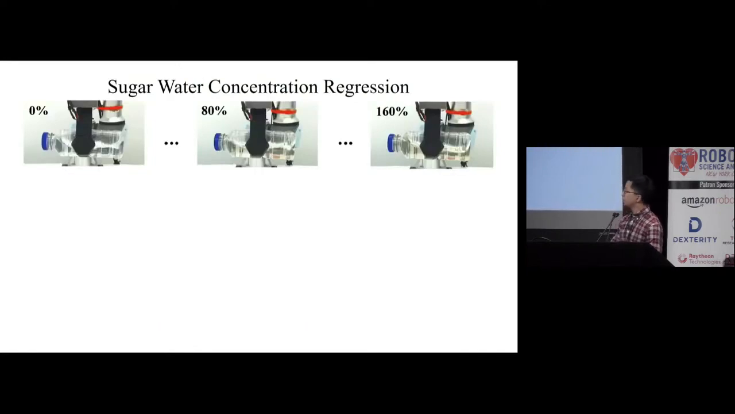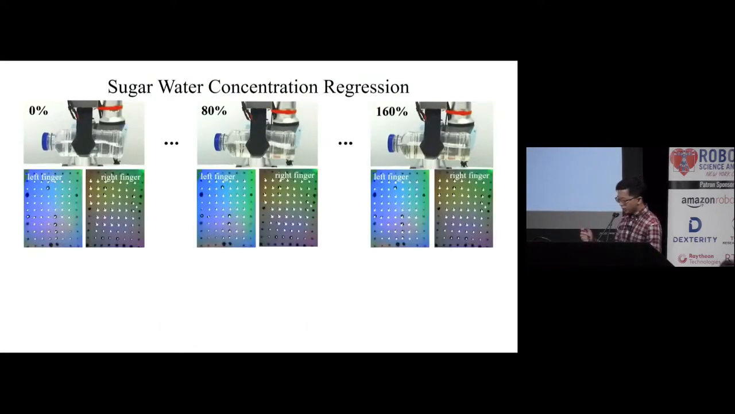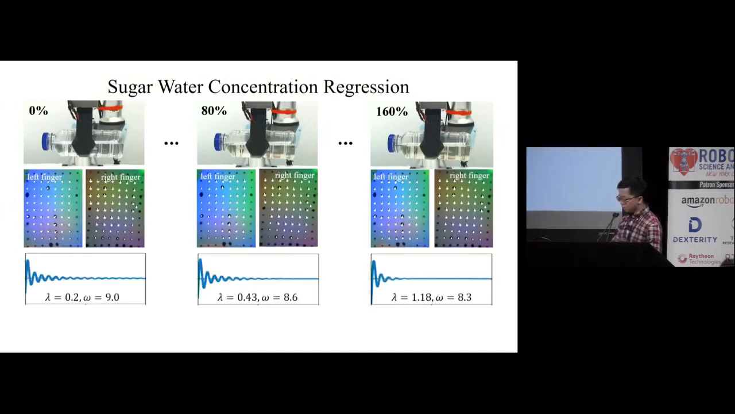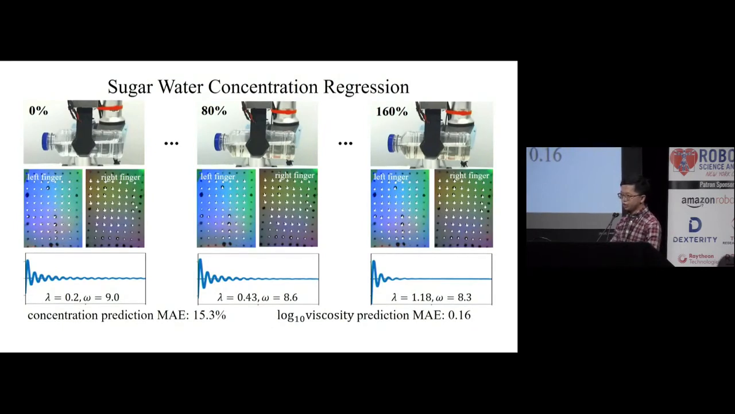Secondly, we target liquids with smaller differences: sugar water with different concentrations and heights. We train a Gaussian process regression model using lambda and omega as input and regress the sugar concentration. We achieve a concentration regression mean absolute error of 15.3% and a log viscosity prediction MAE of 0.16. It shows that our method can estimate the concentration of sugar solutions by only tactile sensing.